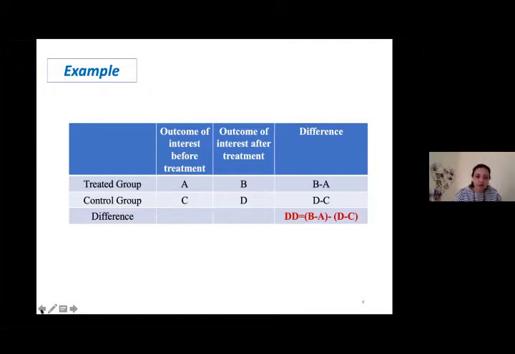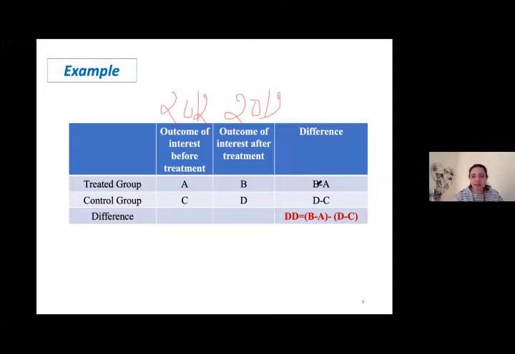After treatment, so again, I will assume this is 2012, for instance, and this is 2019, before the implementation of Takaful. In 2019, the outcome of interest of the treated group is B, and the outcome of interest of the control group is D. So I have to calculate two differences.